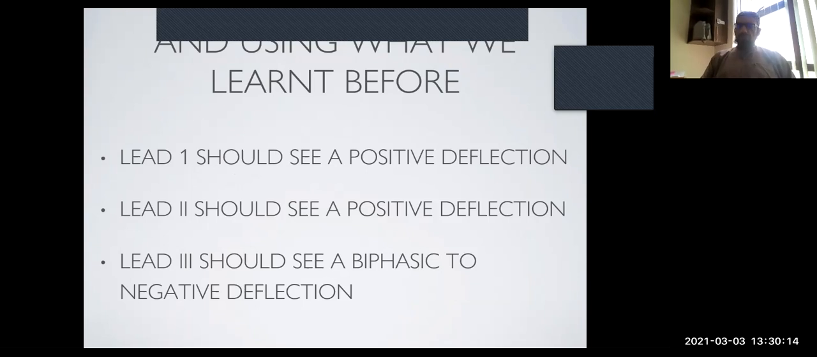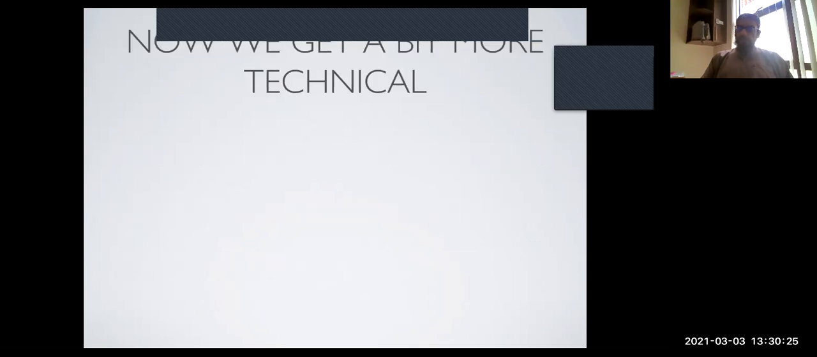So lead one sees mainly a positive deflection. Lead two also sees mainly a positive deflection. And lead three sees a biphasic to negative deflection. All right. So now you understand why the ECG is showing what it's showing. So we're going to get a little bit more technical now.